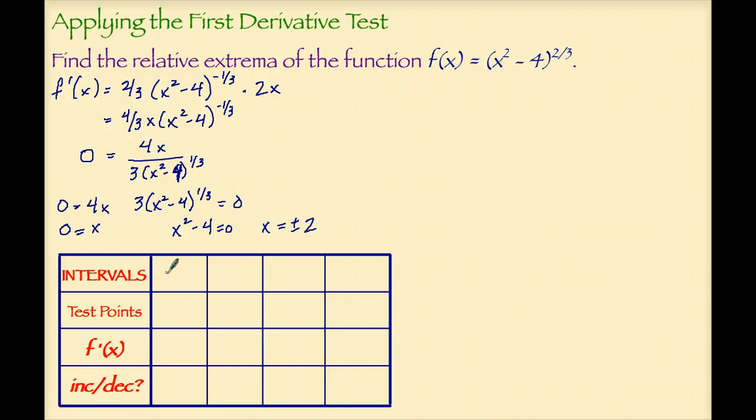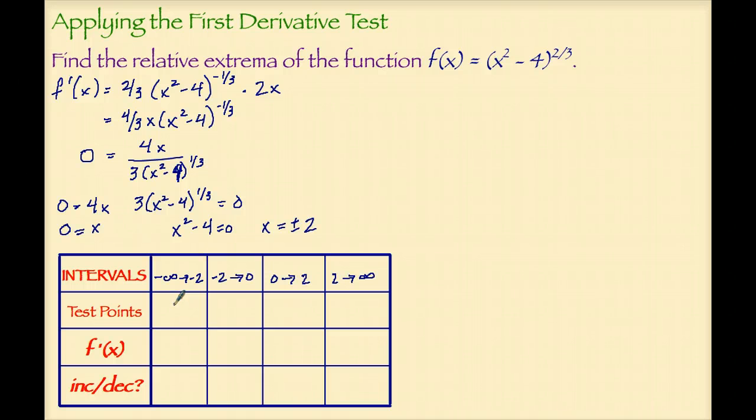So let's set up our test values. From negative infinity to negative 2, then from negative 2 to 0, from 0 to positive 2, and then from positive 2 to positive infinity.